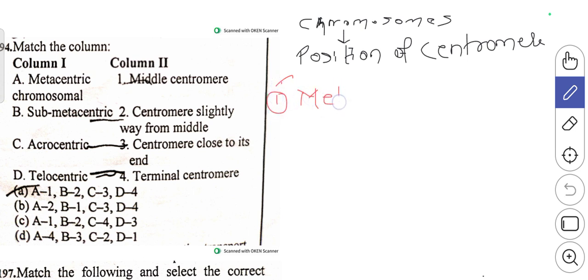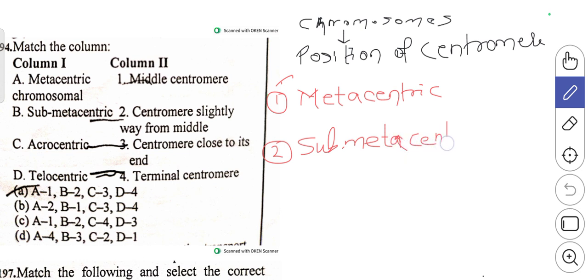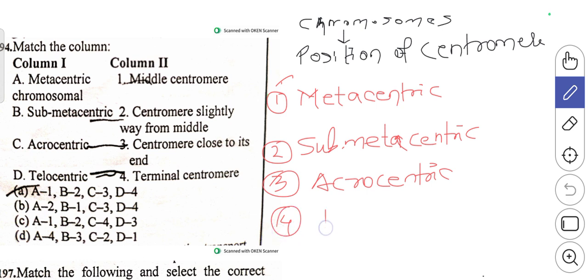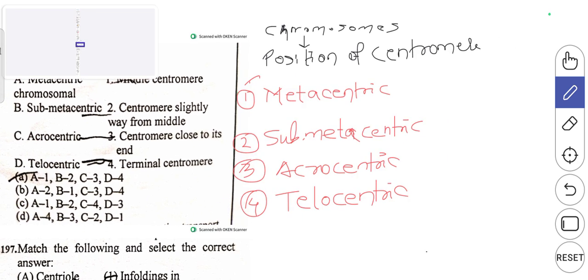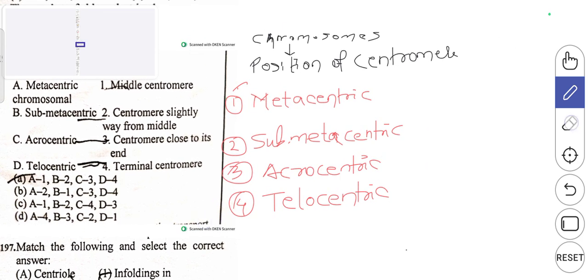The first one is metacentric. The second one is submetacentric. The third one is acrocentric. The fourth one is telocentric. So let's discuss regarding this one.